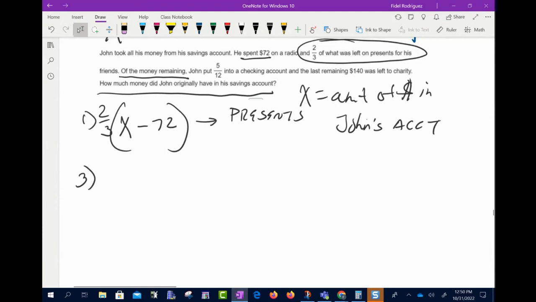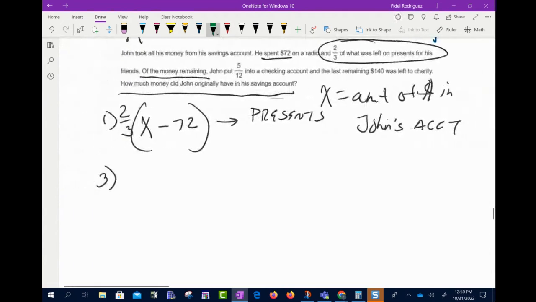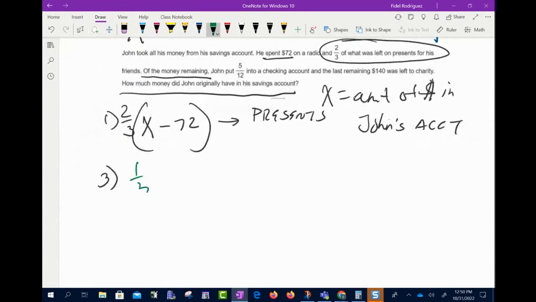Now, right here, of the money remaining. Okay, look, y'all. Think about a circle that looks like this, 2/3. Here's a circle. I'm going to shade 2/3. So that right there went to presents. How much is still left? 1 out of the 3. So the money remaining, y'all, would be 1/3 of X minus 72. Okay. Of that amount, 5/12 went into a checking account. What was left over? $140.